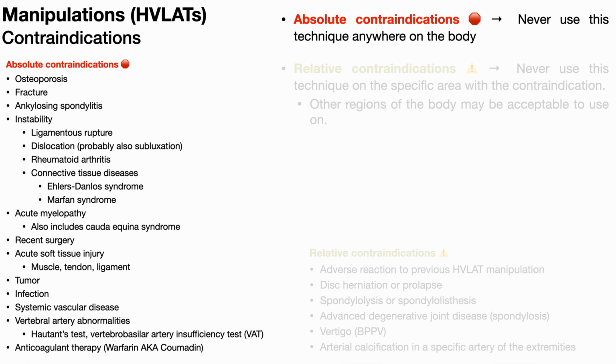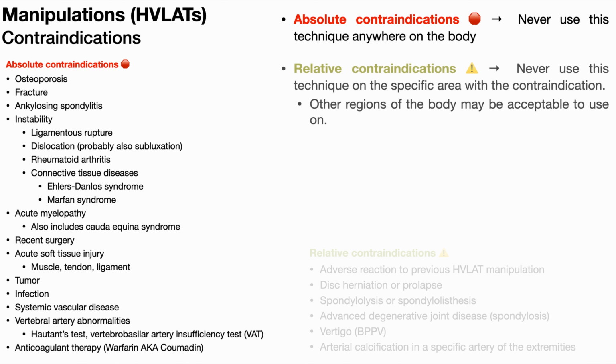Let's move on and discuss the relative contraindications. And for these, we're going to have to use our brain a little bit more. We're going to have to think. For absolute contraindications, well, if somebody has it, we're just not going to manipulate. Any kind of manipulation anywhere on the body. But here, we have to think a little bit.